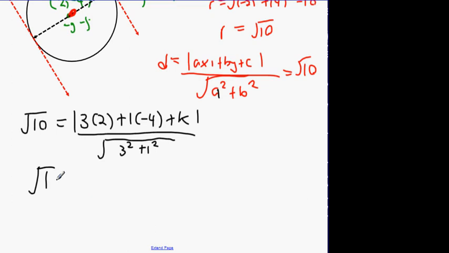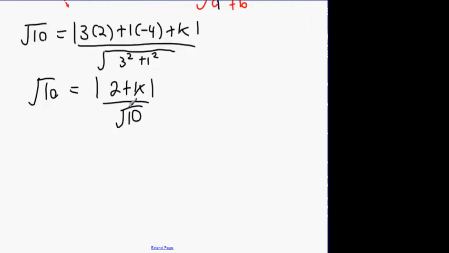So root 10 equals 6, what's 6 minus 4? It'll be 2, won't it? So that's 2 plus k all over another root 10. So here's what we're going to do. Multiply both sides. Root 10 multiplied by root 10 is 10.